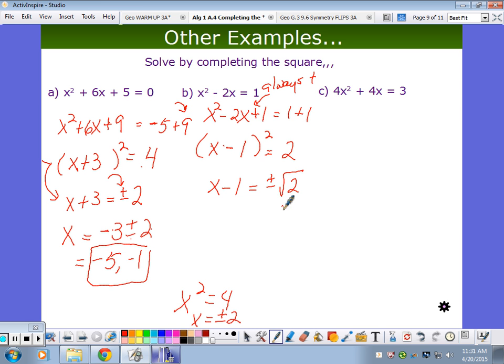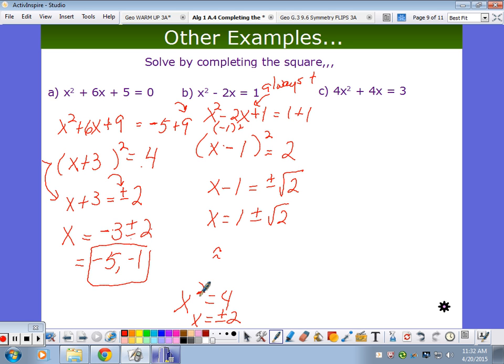How do you get 1? How'd I get 1? I took half of this, and I squared it. That goes there, right? Then what? Then you add 1. Add 1 to both sides. This is the exact solutions. There's two numbers, 1 plus square root, 1 minus square root.